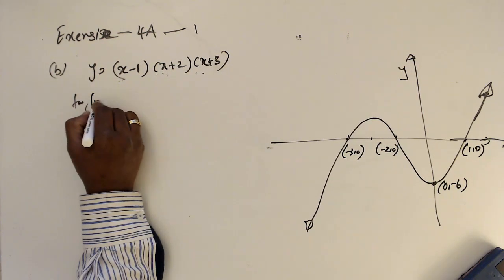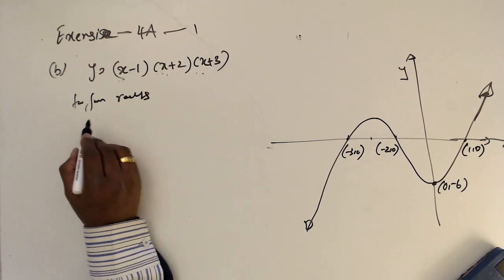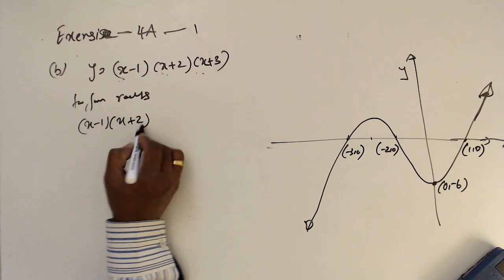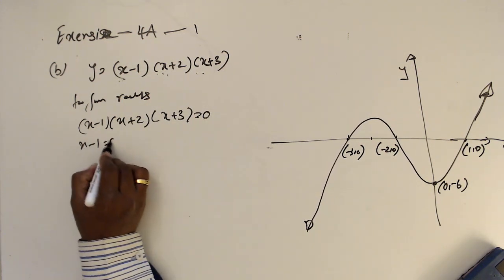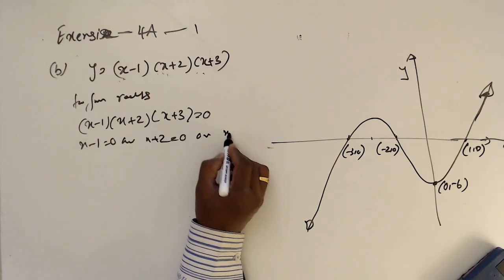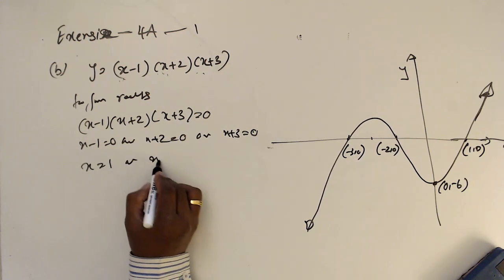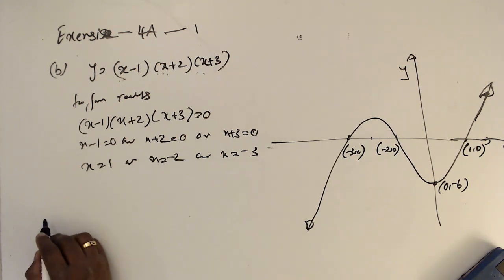To find the roots, (x minus 1)(x plus 2)(x plus 3) equals 0. So x minus 1 equals 0, or x plus 2 equals 0, or x plus 3 equals 0. x equals 1, or x equals minus 2, or x equals minus 3.